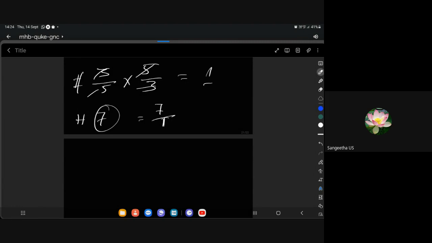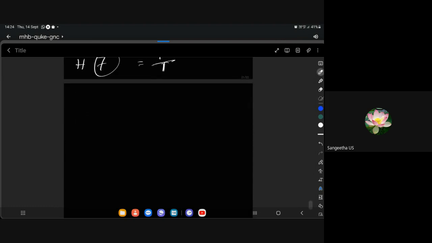Now we'll start solving problems. First we'll learn addition of fractions. Suppose 1 by 2 plus 1 by 3 plus 1 by 6.